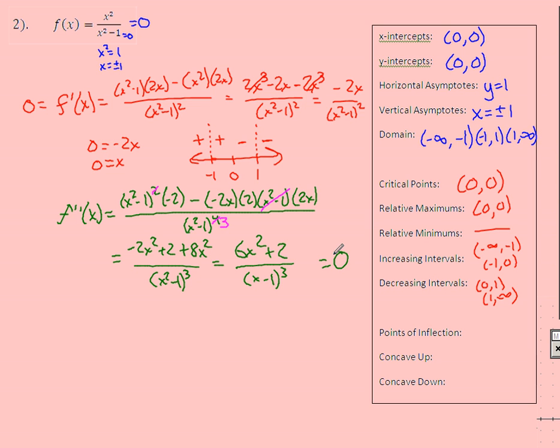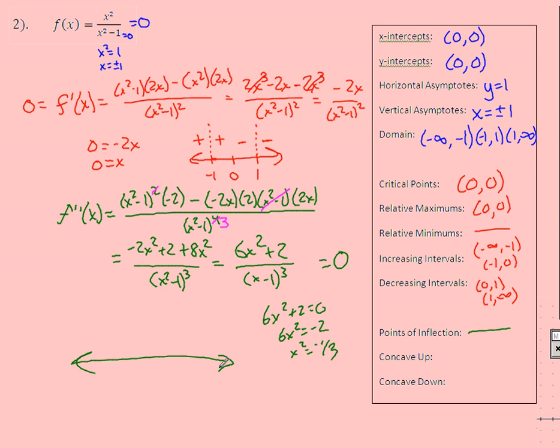Well, that means I'm going to have 6x squared plus 2 equals 0. That means 6x squared equals negative 2, or x squared equals negative 1/3. Can x squared ever equal a negative number? No, it cannot. So believe it or not, we do not have any points of inflection. But we do have areas of concave up and concave down. How can that be? Well, that's right.